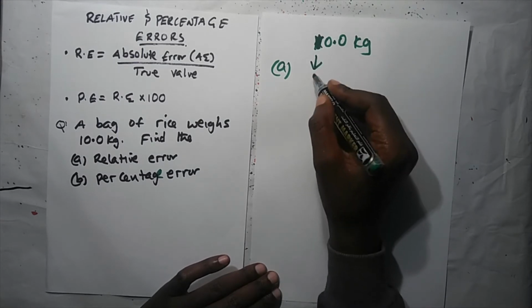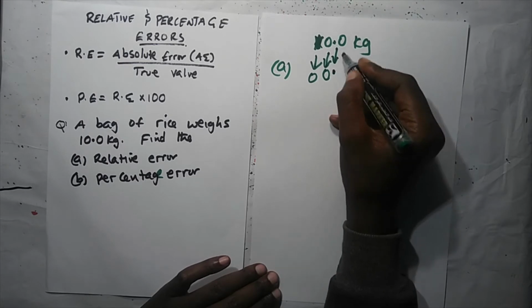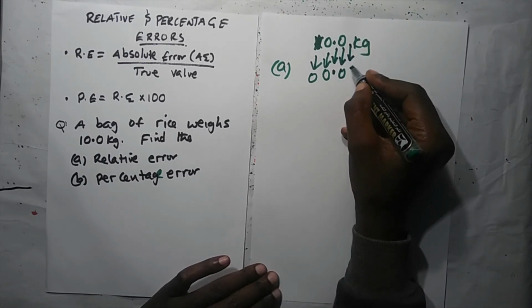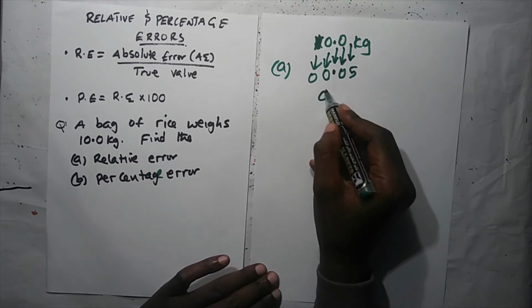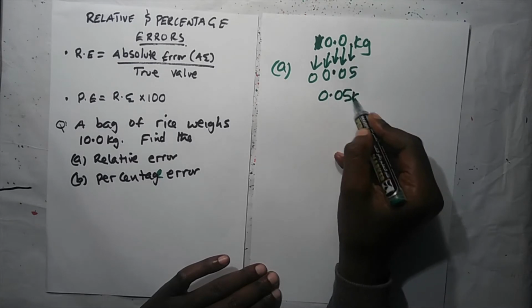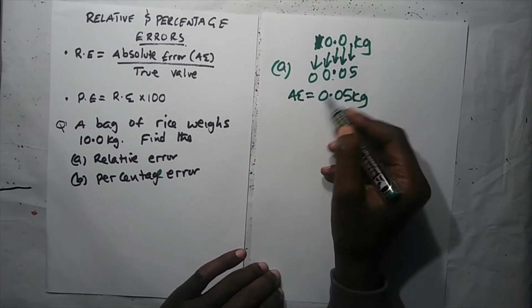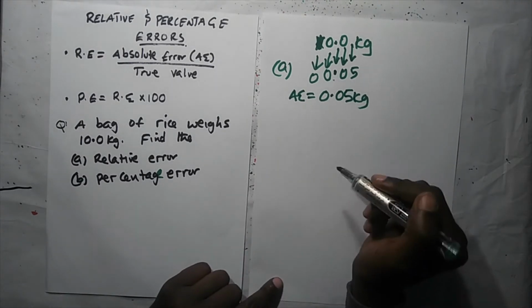Under this number here, you put a 0. Under this one, you put a 0. Under the decimal point, you put a point. Under this number, you put a 0. And then at the end where there's no number, you put a 5. So here we have 0.05 kgs as our absolute error. The 2 zeros here, you can just write 10. And you have this absolute error here.